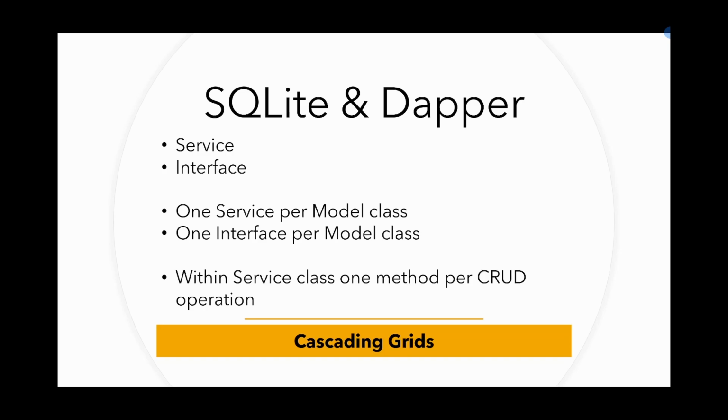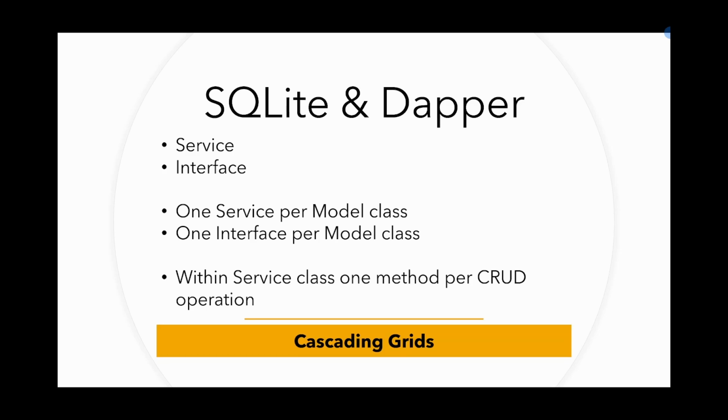Using Dapper, we create a service and interface for each of our model classes, where each model class represents one of our database tables. The pattern we establish for our first model class can then be used as a template for the other model classes. In summary, we will have one service class per model class and one interface per model class. Within the service class, we will then have one method per CRUD operation.